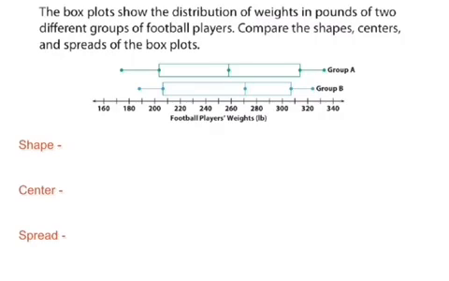Okay, well, let's look at the shape first. The shape is basically just how is the data arranged. I would say that here the shapes are pretty similar. They look fairly similar. Group B is slightly shorter. So I could say that the shapes are similar.